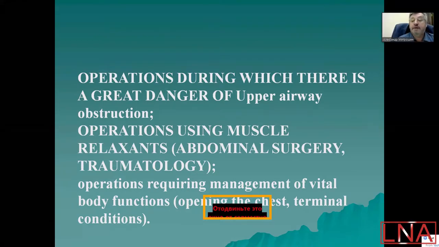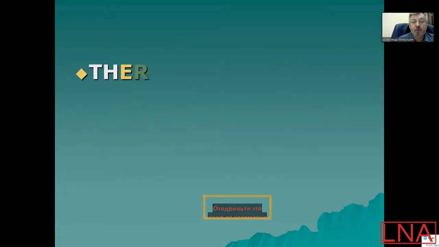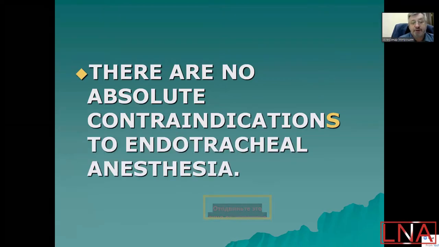Operations during which there is a great danger of upper airway obstruction, operations using muscle relaxants, abdominal surgery, traumatology, operations requiring management of vital body functions, opening the chest, terminal condition, are indications for use. And very important, there are no absolute contraindications to endotracheal anesthesia.